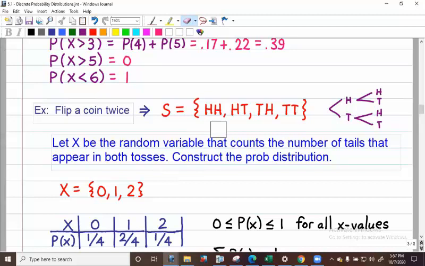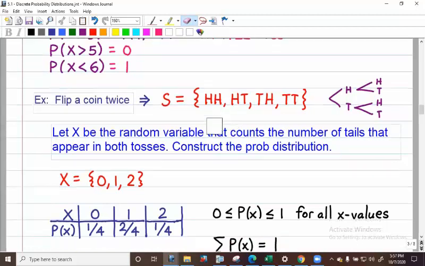Notice there are 4 outcomes. There's only 1 outcome that consists of 0 tails. It's the HH. 0 tails. This would have been the same answer, by the way, if I had said heads instead of tails. 0 tails, 1. So the probability you get 0 tails is 1 out of 4.